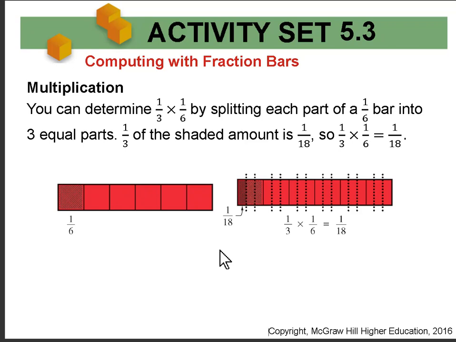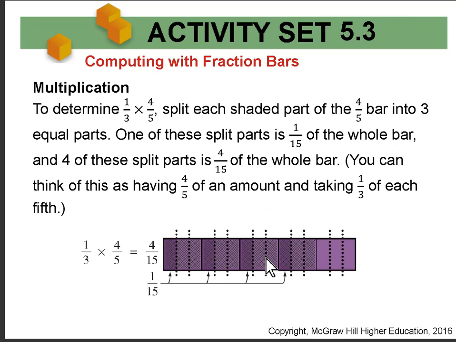Then we move to multiplication. You can determine 1/3 times 1/6 by splitting each part of a 1/6 bar into 3 equal parts. So here's my 1/6 bar, and I want 1/3 of it. So I split everything into 3 equal parts, and then I take 1/3 of the shaded amounts. So I have 1/18. Now suppose I wanted to look at 1/3 of 4/5.